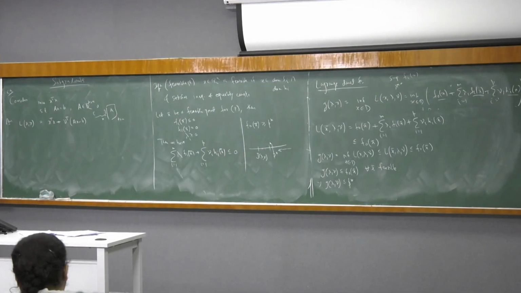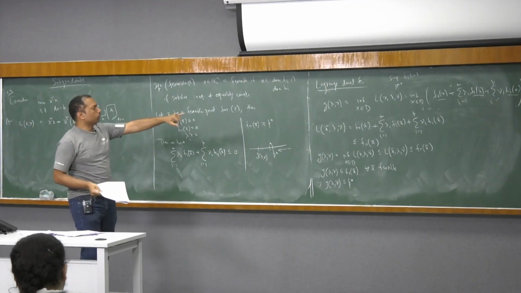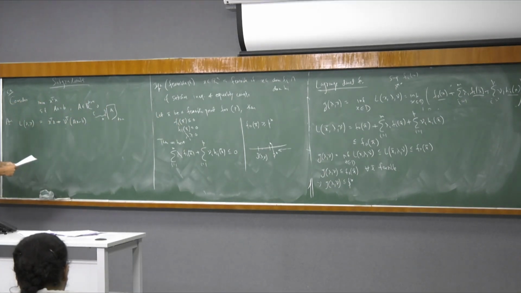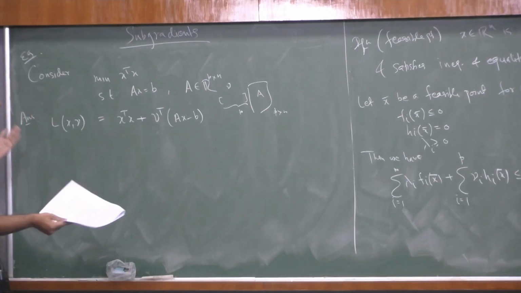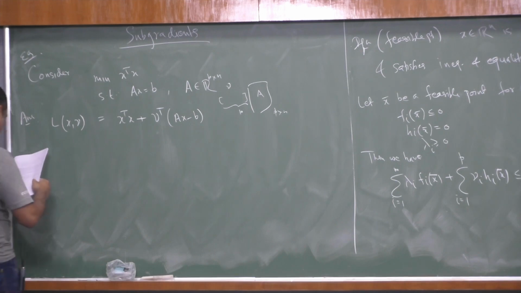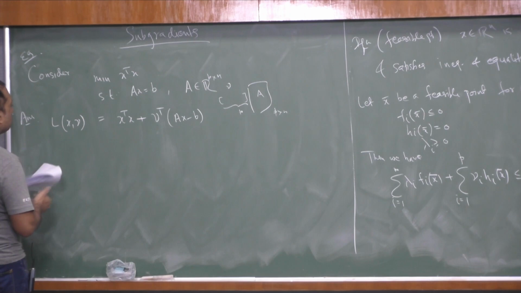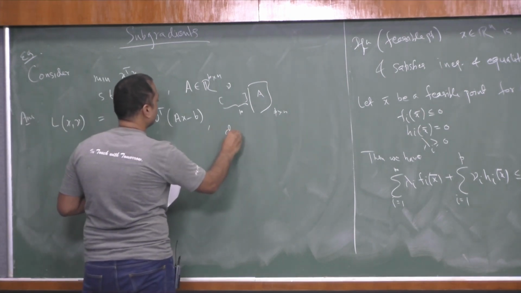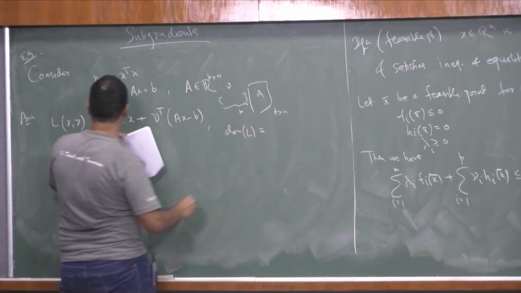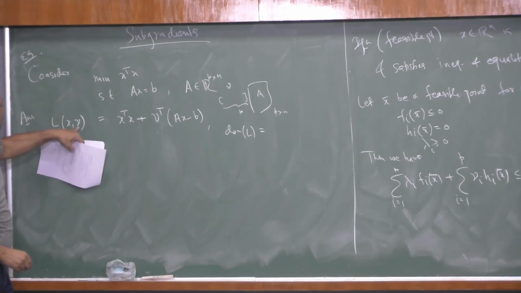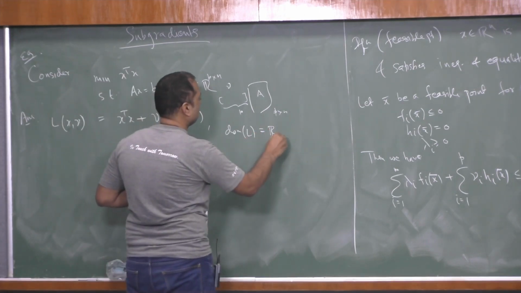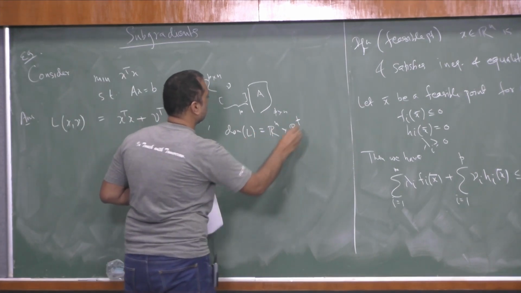Okay, so this is nu, this is A. This is our Lagrangian, and we are supposed to infimize this. We want to get rid of x. So we infimize and then get just g of nu, because lambda is already not there. The domain of the Lagrangian is x from R^n and nu from R^p, so it's R^n cross R^p. Okay.